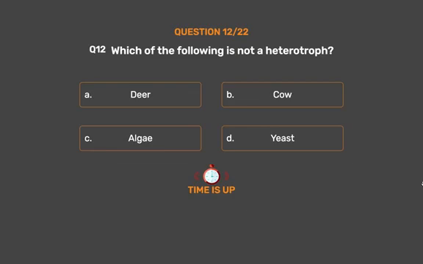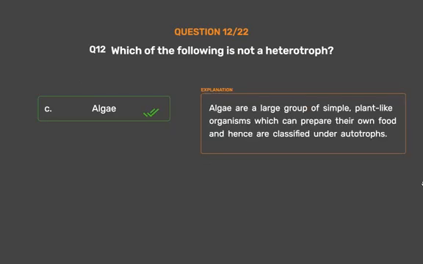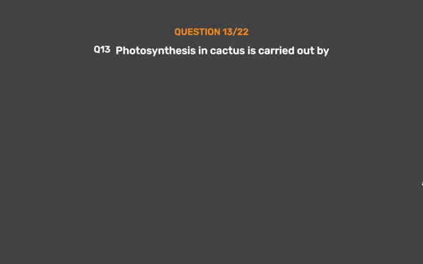The correct answer is Option C. Algae. Algae are a large group of simple, plant-like organisms which can prepare their own food and hence are classified under autotrophs.